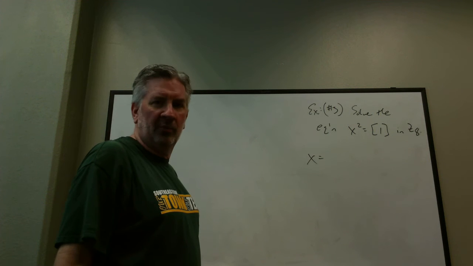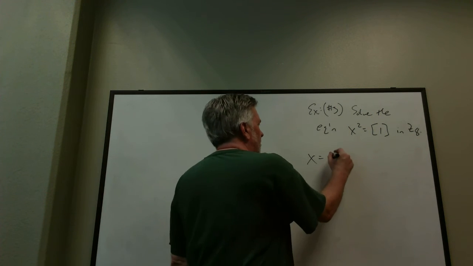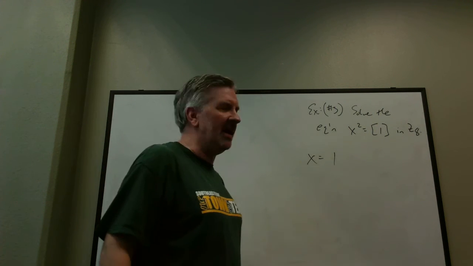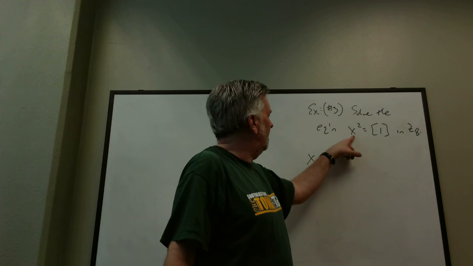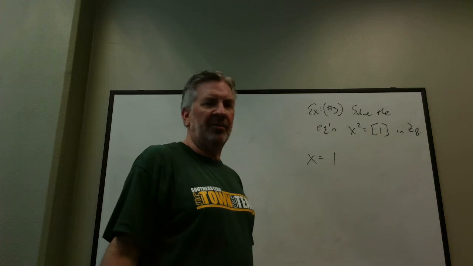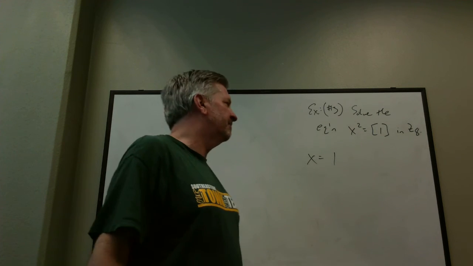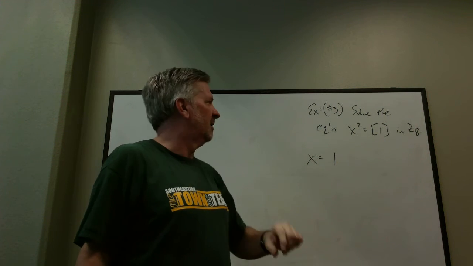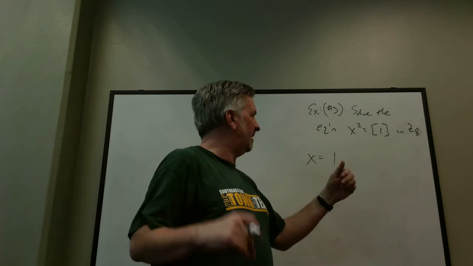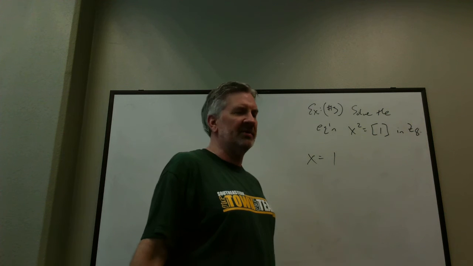What about the class of 1? Well, 1 squared is 1. Right? So again, I'm just going to write 1. That means the class of 1. What about the class of 2? 2 squared is the class of 4, which is not the class of 1. Remember, I'm using representatives 0, 1, 2, 3, 4, 5, 6, 7, so each of those is a distinct class. So 2 squared is 4. 4 is not the same as 1.